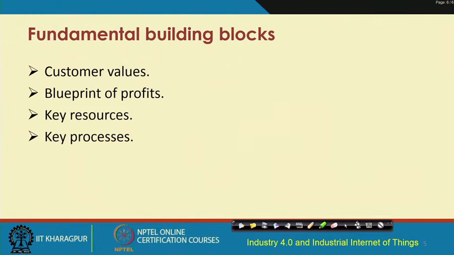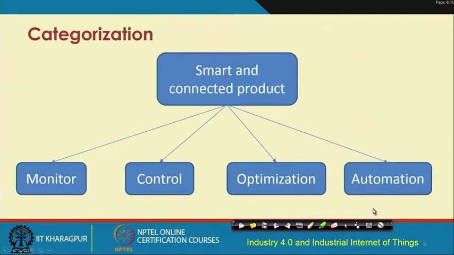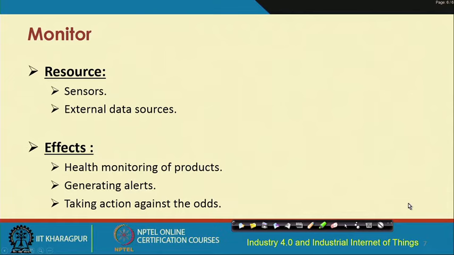The next thing is, what are the different categories of these smart and connected products: monitor, control, optimization and automation. These are the different categories of smart and connected products. So, monitoring, control, optimization and automation, these are the ones that are self understood, but let us look at these one by one. Monitoring what?